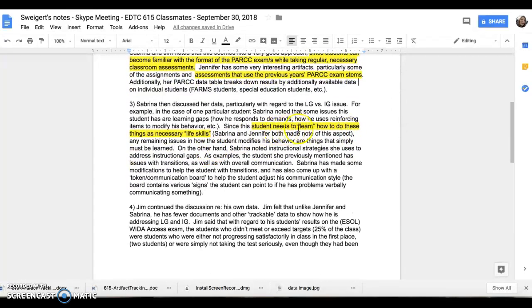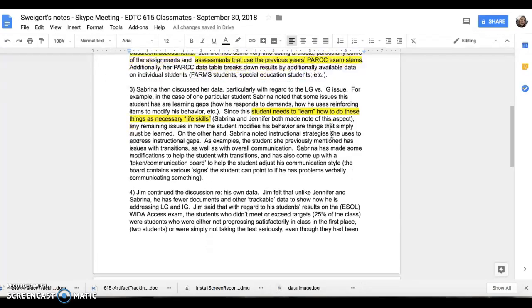Also, my group members noted that some of these demands are how the student needs to learn and how these are necessary to life skills. They might be things that the student needs to learn how to work through internally versus an instructional strategy.